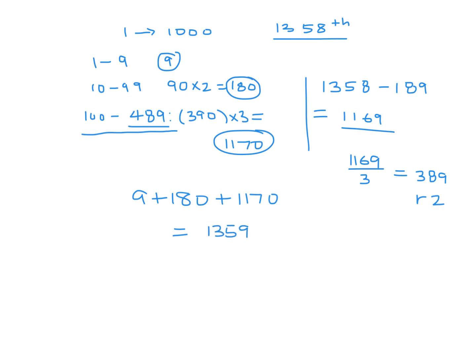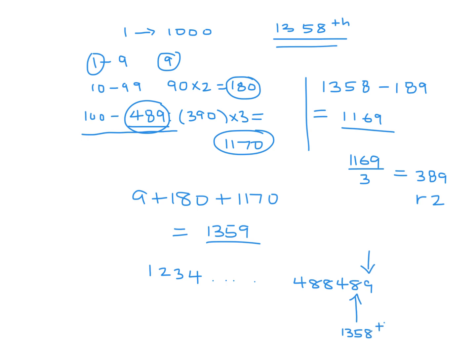So 1359 is the total number of digits that you have if you have from 1 to 489. So 1, 2, 3, 4, dot, dot, dot, all the way till 488, 489. So this guy is the 1359th digit. But we want the 1358th. So we want this guy. So this is the 1358th digit, and it is an 8. And I believe 8 is the answer to this question.